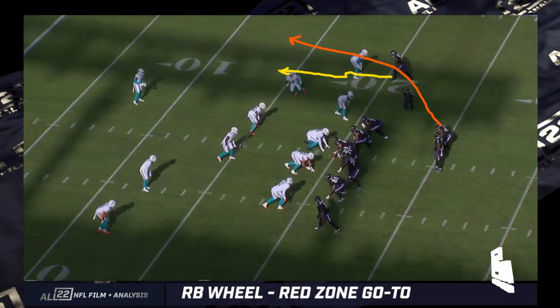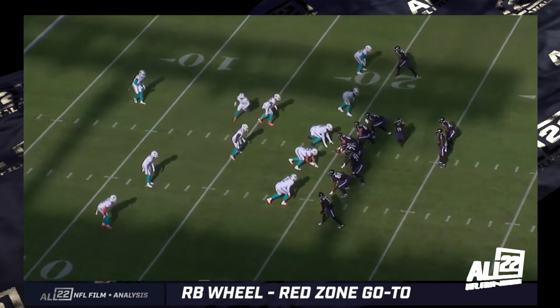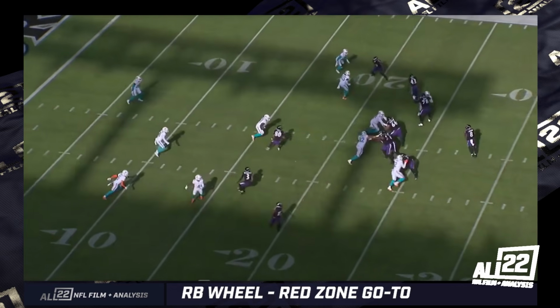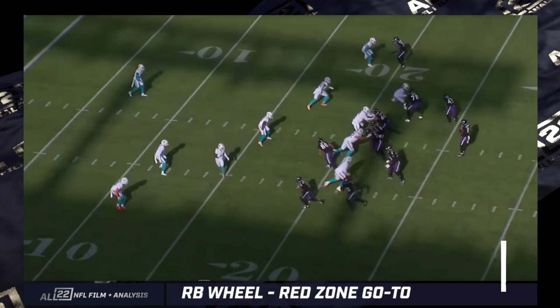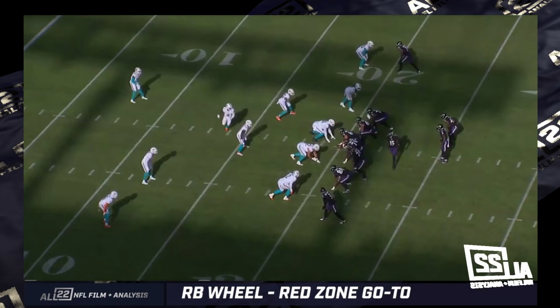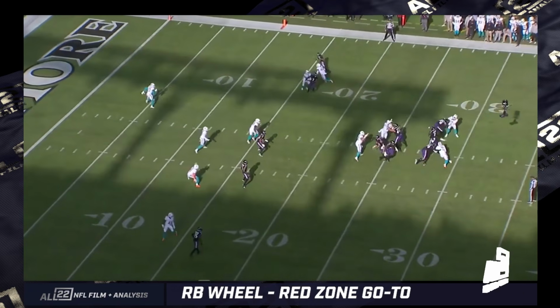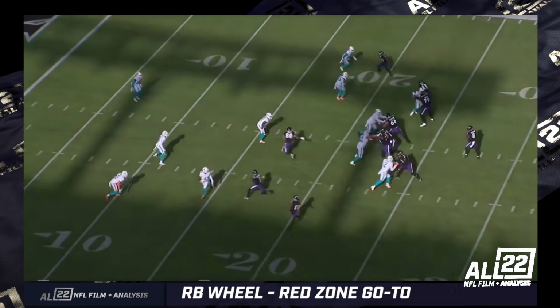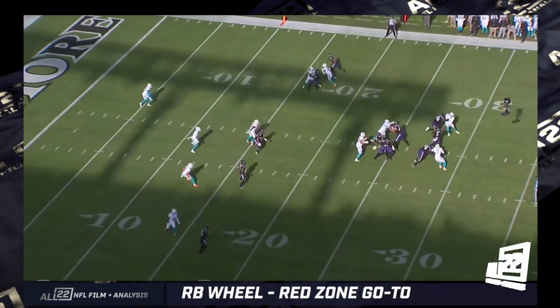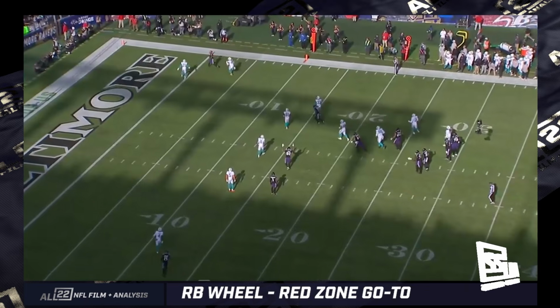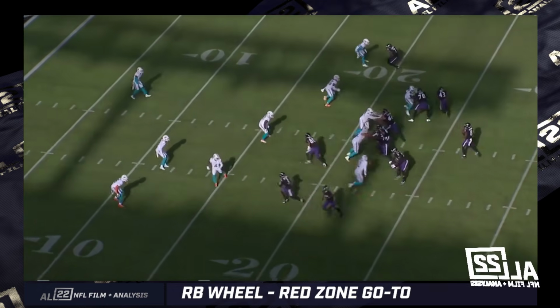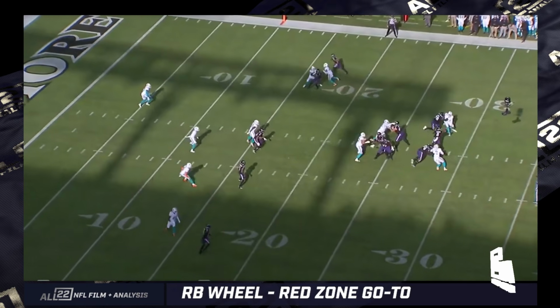And then a great job by Rashod Bateman here of running the pick, rub, shield, but doing so in a manner where he gets to the upfield shoulder. So Bateman forces that inside linebacker to go underneath, but does so in a way that doesn't draw an offensive pass interference penalty. It's an easy touchdown by Lamar Jackson to Justice Hill late in the first quarter. Now, why did this work so well?